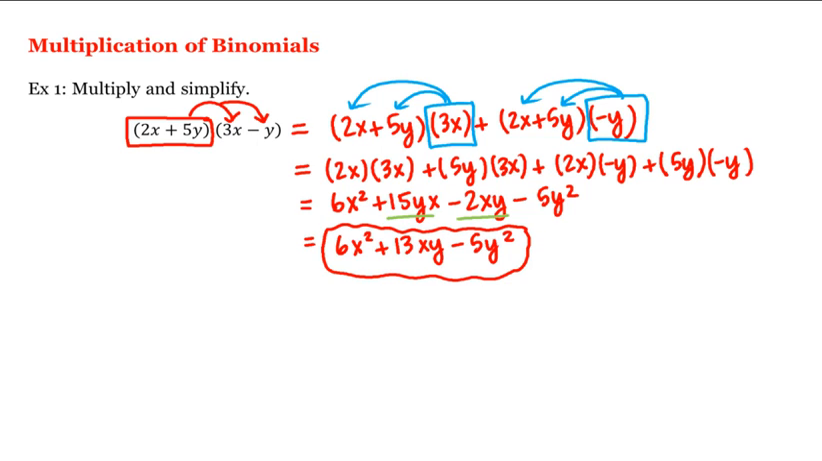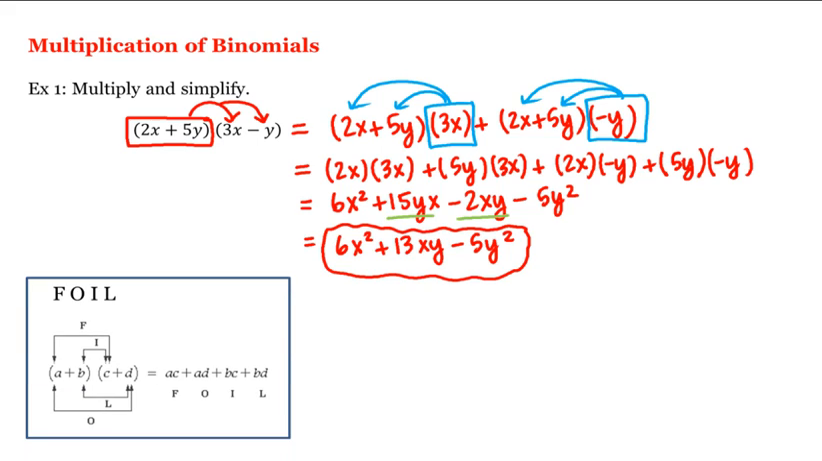Now, this type of multiplication comes up often, and there is an acronym used to describe it. And the acronym is FOIL. The F in FOIL stands for first, which means we multiply the first terms in each binomial, so A times C.